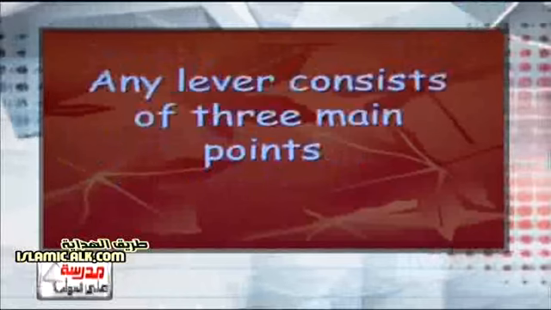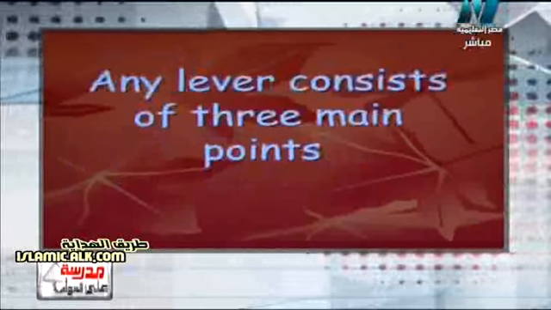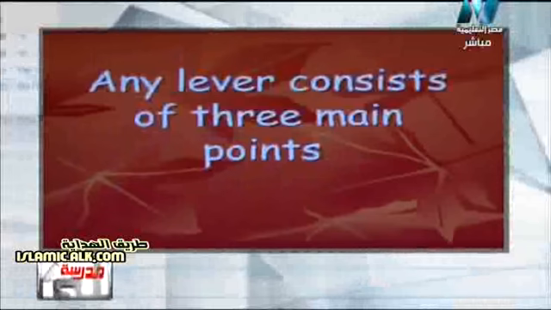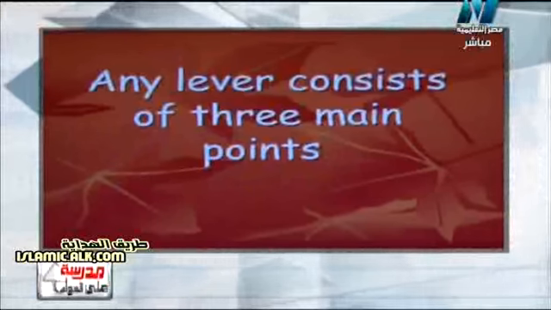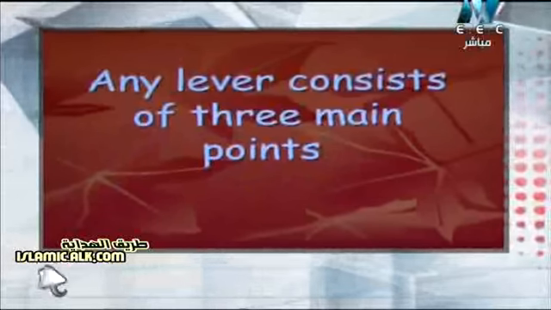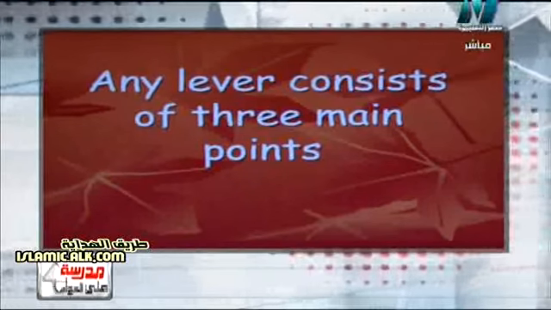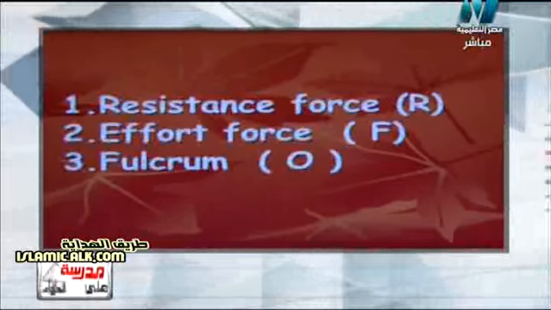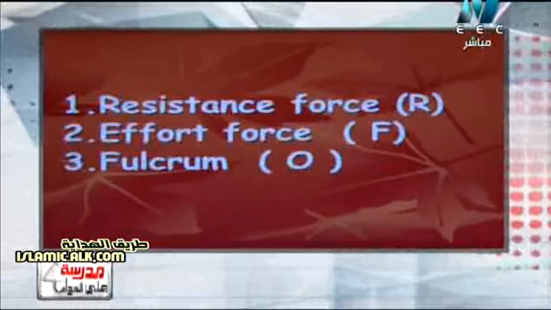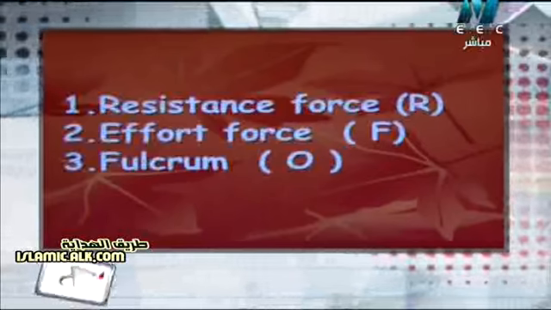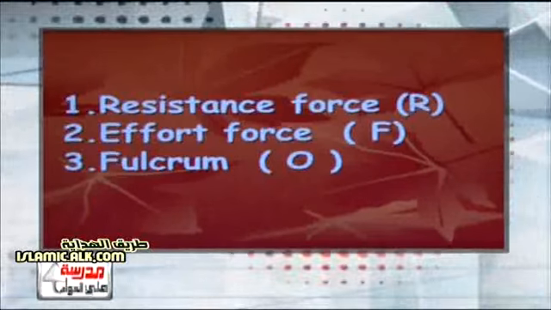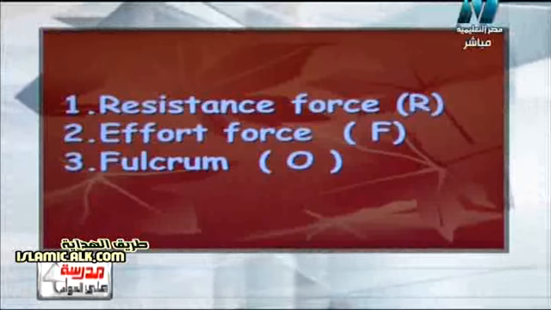So let's start with the first class lever. Any lever, as I said, consists of 3 main points. We said before more than once that any lever has 3 main points, which are fulcrum, effort force, and resistance. So any lever contains 3 main points, which are resistance, which has a symbol R, effort force, which has a symbol F, and fulcrum, which has the symbol O.